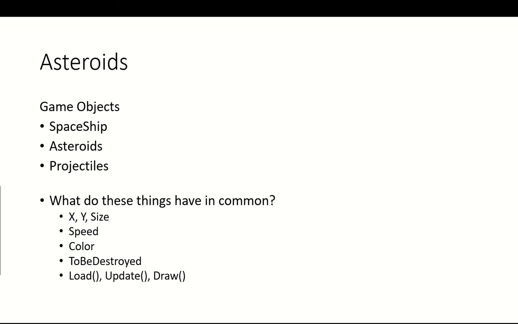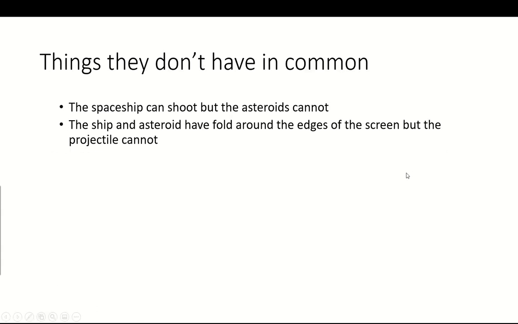They all need to be destroyed at some point. So I need some kind of flag to flag that they need to be destroyed, and we need to get rid of them. And they all have methods related to the load, the update, and the draw. Albeit they'll be updating and behaving differently and drawing different things and loading different things, but they all have at least these three methods.